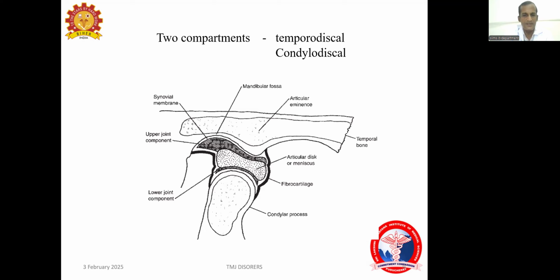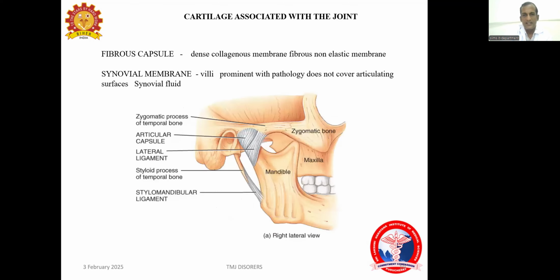This is the condylar process, the fibrocartilage, and this is the cartilage that is associated with the joint. We saw the skeletal parts involving the condyle, articular eminence, and the glenoid fossa. Now, when we go to the next structure, that is the soft tissue structure of the TMJ, comes your fibrous capsule, the dense collagenous membrane that divides the joint into upper and lower compartments.